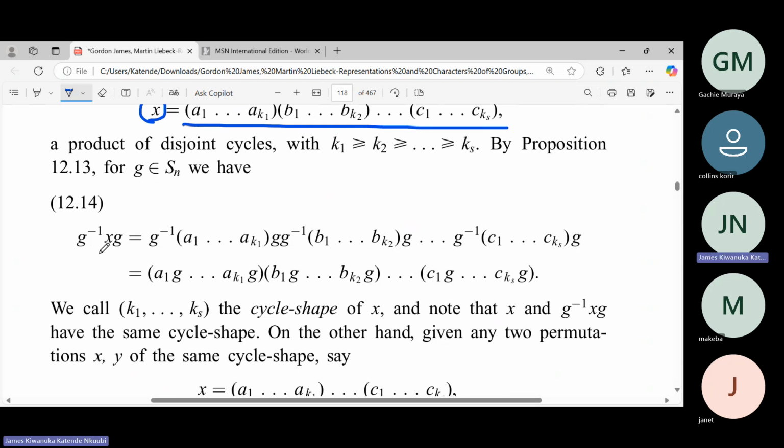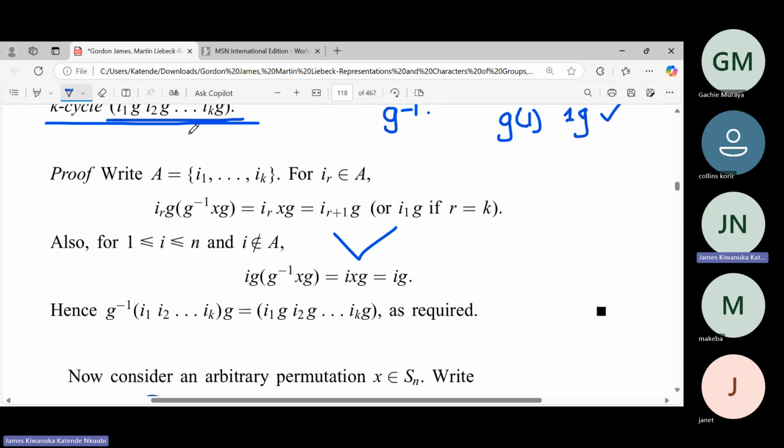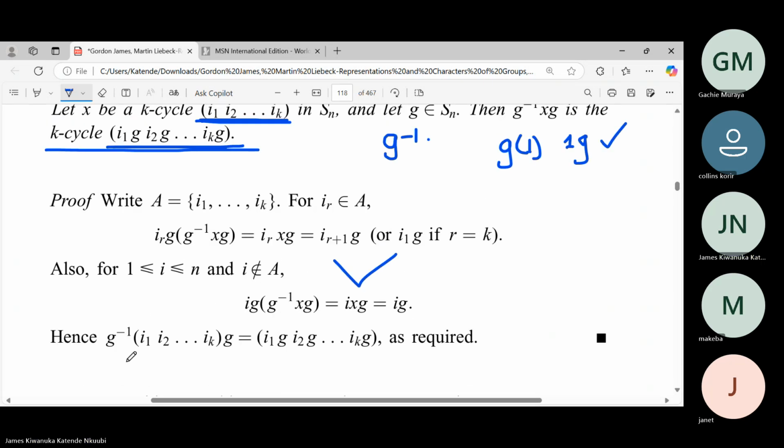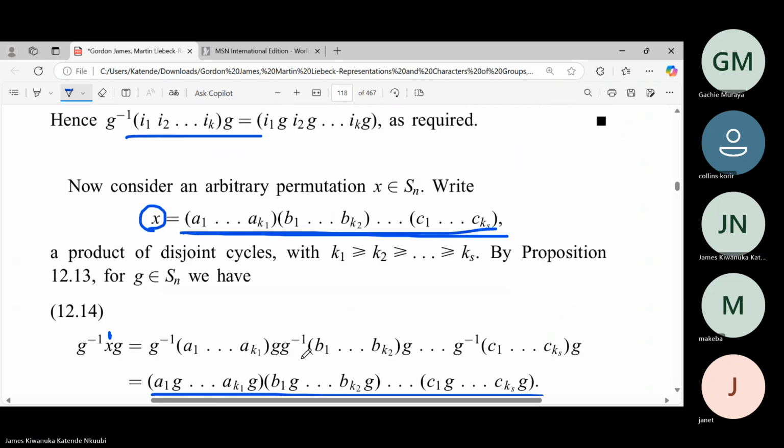You end up with the same thing. So anything that is conjugate to X also ends up having the same cycle shape as X. So if X was just a cycle of length K, then any conjugate will be a cycle of the same length, as required. And this follows also if you have disjoint cycles.